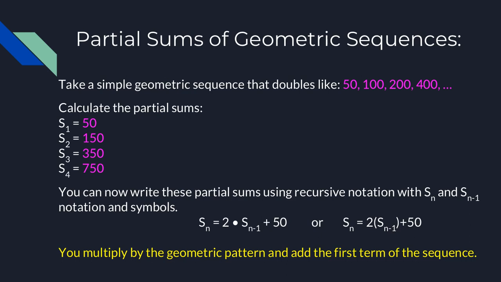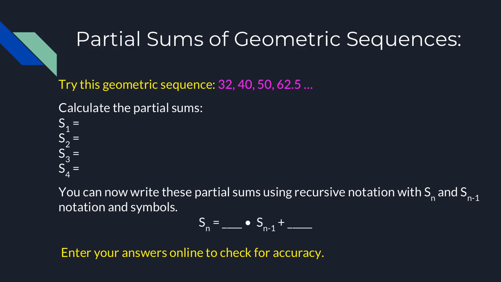And then finally, you can multiply the geometric pattern here and add the first term of the sequence, which is what I was showing you on that previous slide. And then try this one on your own. Try this geometric sequence: we go from 32 to 40, 40 to 50, 50 to 62.5. We're told that it's geometric, and this only works for geometric sequences with these partial sums. We're not going to be doing this with arithmetic or any other forms of sequences, so you can learn the partial sum format of the geometrics.